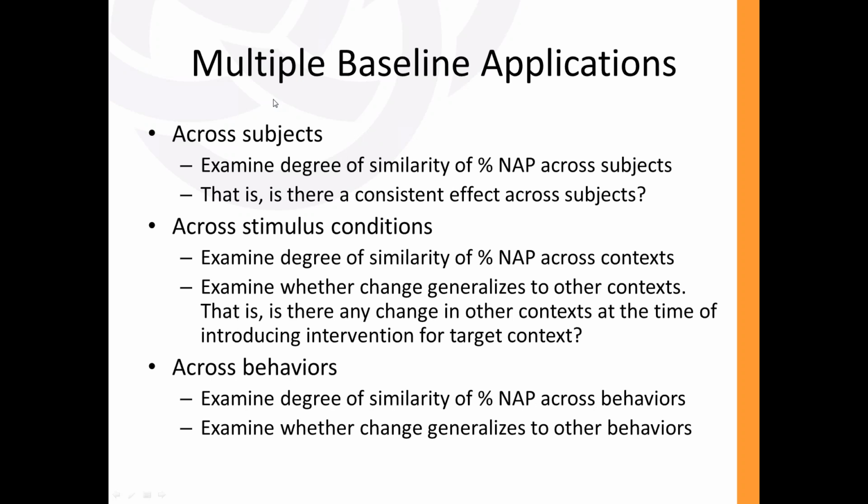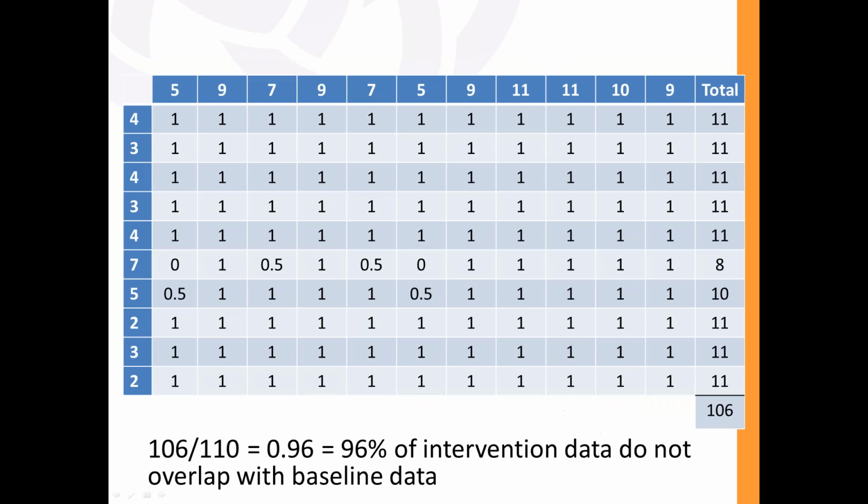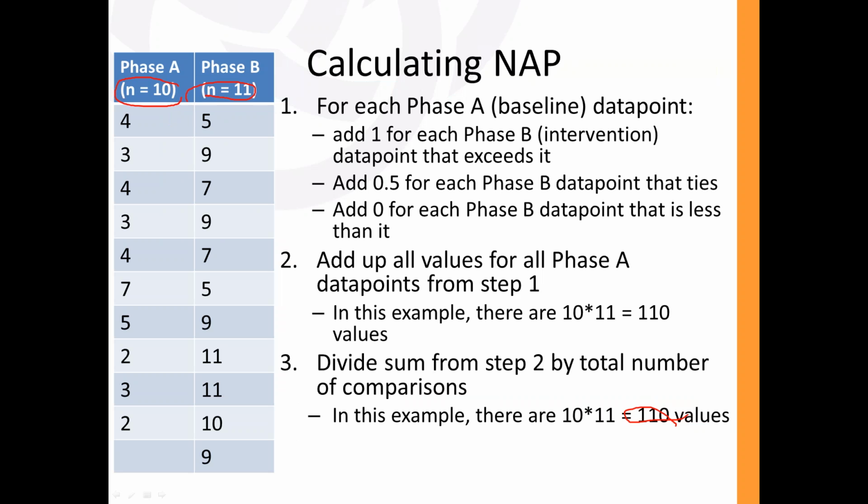Okay, so we saw a reversal design. Yes, go ahead. Where did the 110 come from? Total opportunities. Oh, right. Okay, yeah. The 110, the denominator here, is basically looking at the fact that you have 110 possible comparisons. So we have 10 data points in phase A, right? And for each of those, you're doing 11 comparisons of overlap. So 10 times 11 is 110. Thank you so much. Sure.